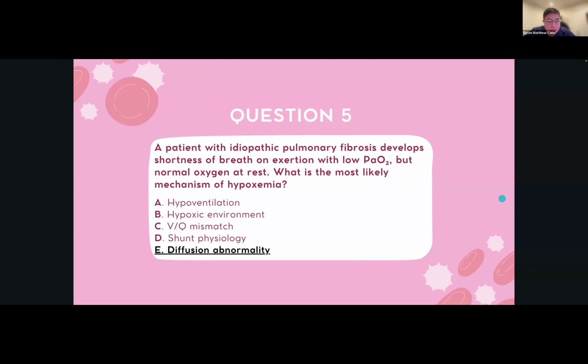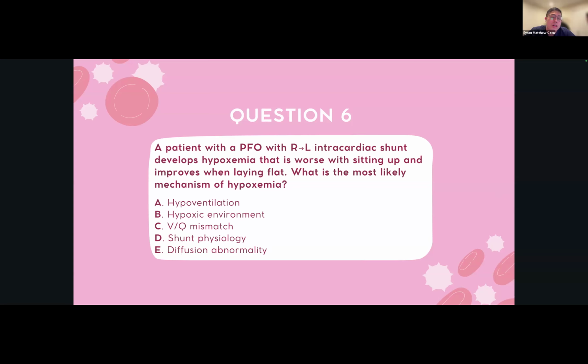So finally, for my last question, we go back to this patient. A patient with a PFO with a right to left intracardiac shunt develops hypoxemia that is worse with sitting up and improves when laying flat. What could be the most likely mechanism of hypoxemia here? Yeah, so for this one, it is shunt physiology, but contrasting to the ARDS, which was also shunt physiology, this is a cardiac shunting physiology, which I will further explain.